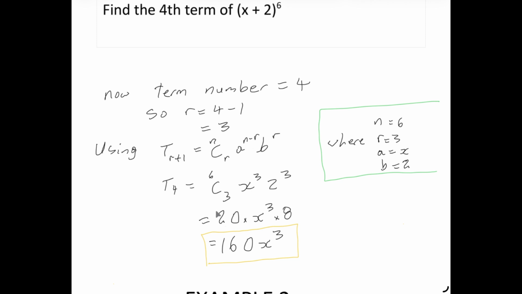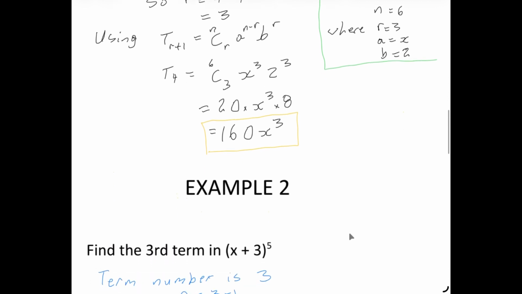6C3 is equal to 20. You're going to multiply that times x to the 3 times 2 to the 3, which is 8. So then multiply that 20 times 8, you get 160, and x cubed stays there. So your answer is 160x to the third power. So the fourth term of (x plus 2) raised to the 6 is 160x cubed.